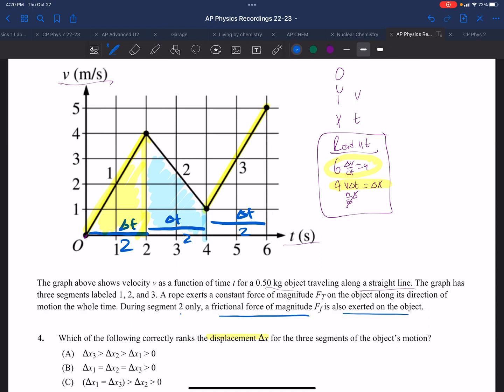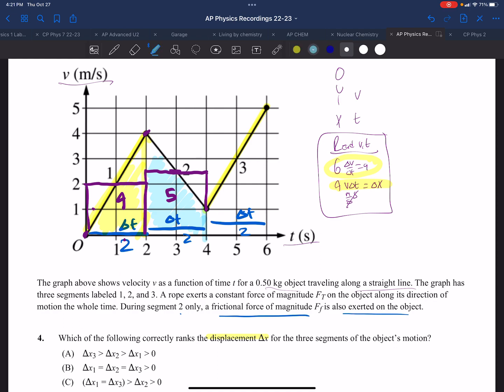We can go further to say that during the first segment, the initial velocity was 0, the final velocity was 4, which means the average velocity was 2. Overall, 2 times 2, the area is 4. In the second segment, we have an initial velocity of 4 and a final velocity of 3, which means the average velocity was 2.5. So now you can see the shape of that rectangle has a larger area. 2.5 times 2 is 5.